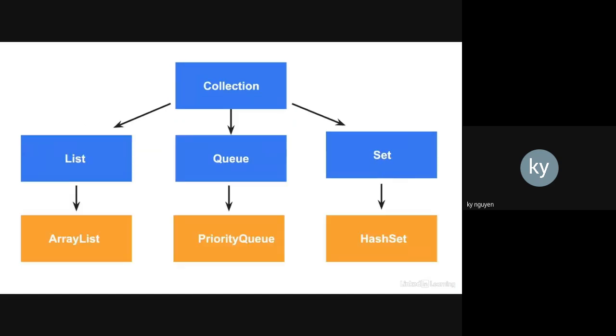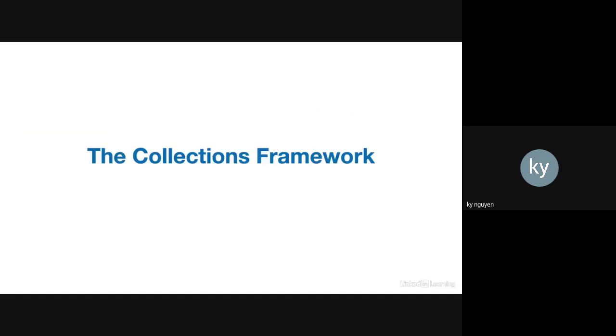And then there are all the concrete classes that sit underneath these that implement these interfaces. So for example, ArrayList implements the list interface, which extends the collection interface. And PriorityQueue implements queue, and HashSet implements set. These are just a couple of examples. There are actually lots more interfaces that extend collection, and lots more classes that implement those interfaces. You might hear this structure referred to as the collections framework. It's the backbone of most data structures in Java, so it gets talked about quite a lot.